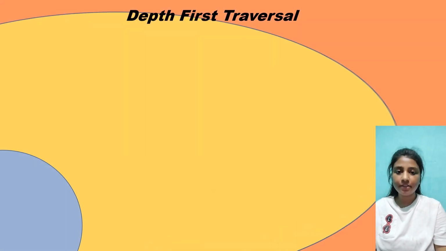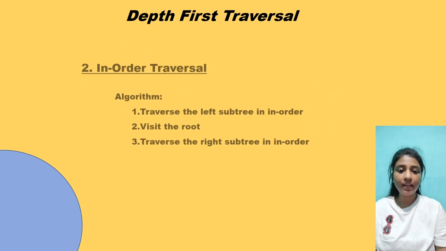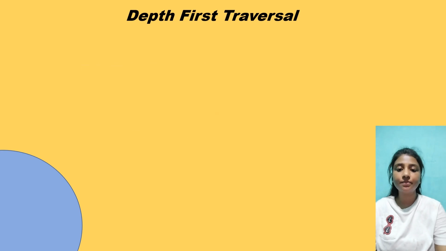Next, in-order traversal. This one is super important for binary search trees. We go left subtree first, then the root, then the right subtree. In a binary search tree, in-order traversal gives us the nodes in sorted order. Here's the in-order algorithm. Traverse the left subtree, visit the root, traverse the right subtree. It is used when we want to process nodes in increasing order.